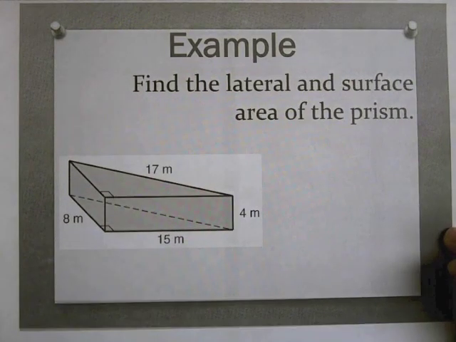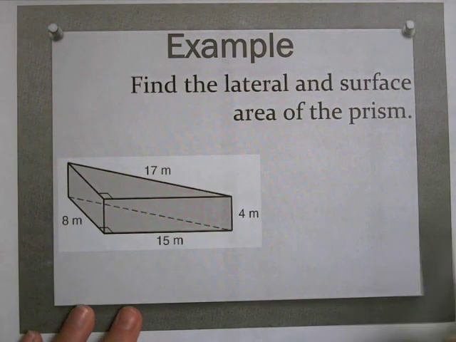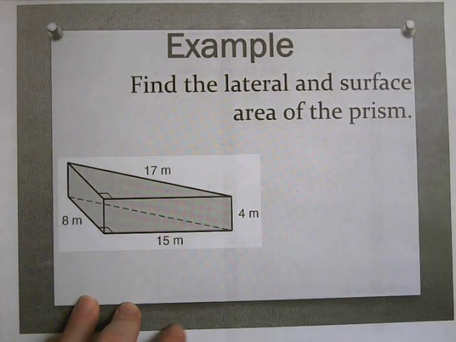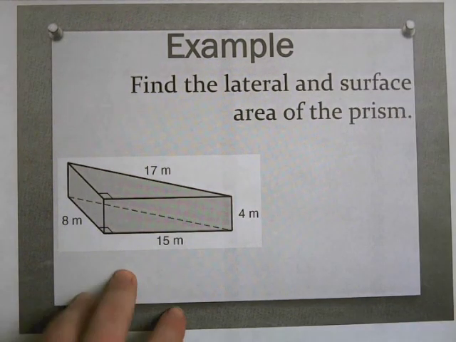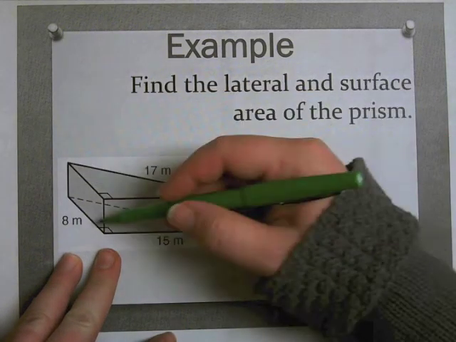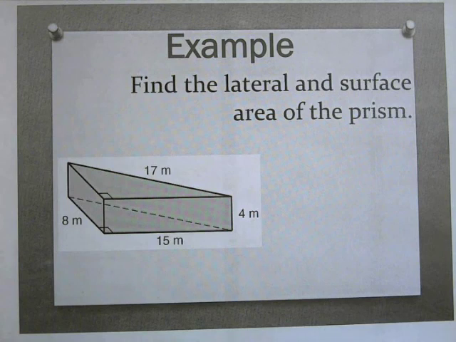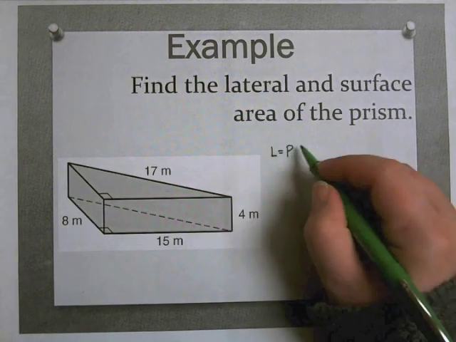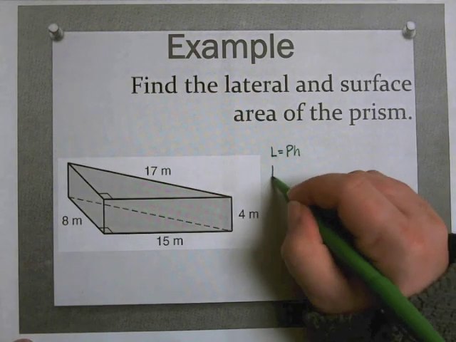All right, our last example is finding the surface area and lateral area of this prism. Well, let's determine what the prism actually is. The prism is a triangular prism. Remember, we name it by its bases. So let's find the lateral area first. We have to find the perimeter times the height.